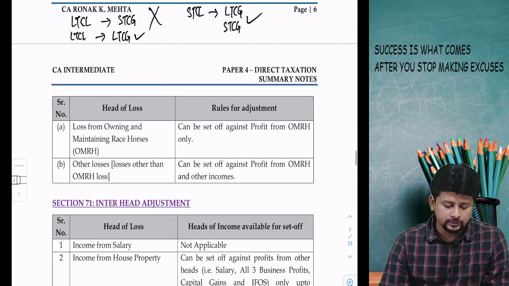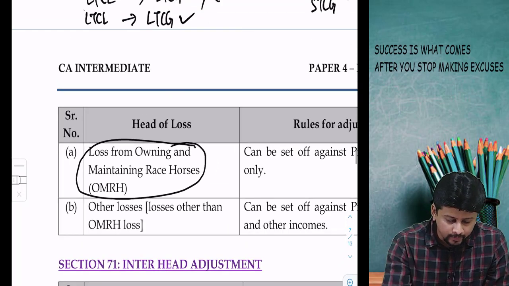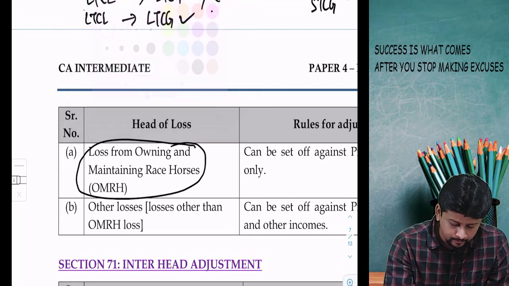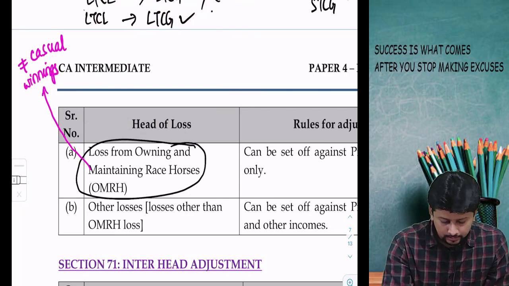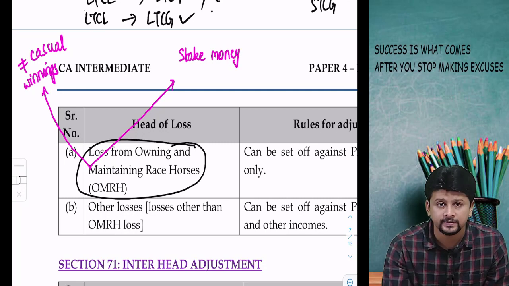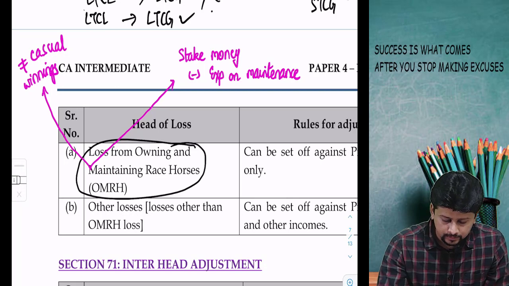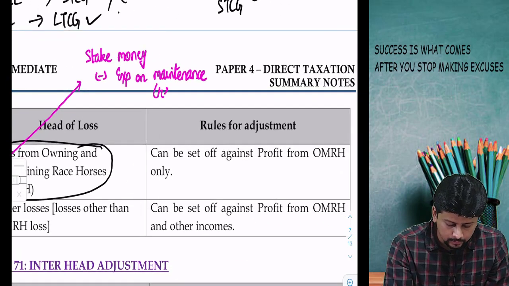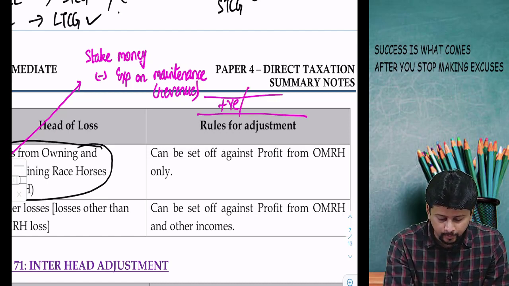Under the head income from other sources, if you have loss from the activity of owning and maintaining race horses, just a quick word, I'm sure you remember this small thing. Loss from activity of owning and maintaining race horses is not casual winnings. The computation in this case will be done as stake money, also called prize money, minus the expenses incurred on maintenance of those horses. Of course, these expenses are all revenue expenses. So expenses are allowed as a deduction, and so you can have a profit also, you can have a loss also.